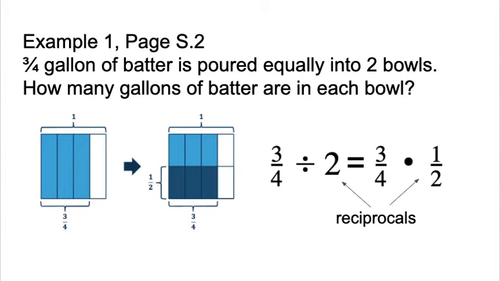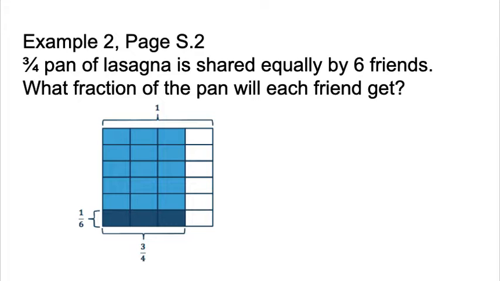Let's look at another problem here, okay? This one: a 3/4 pan of lasagna is shared equally among 6 friends. So they're taking this pan and splitting it, so it's 3/4 of a pan of lasagna. They're splitting it up into 6 equal pieces. So we could divide it up into 6 equal pieces, but again, that'd be the same as multiplying it by 1/6. And we talked about that reciprocal.